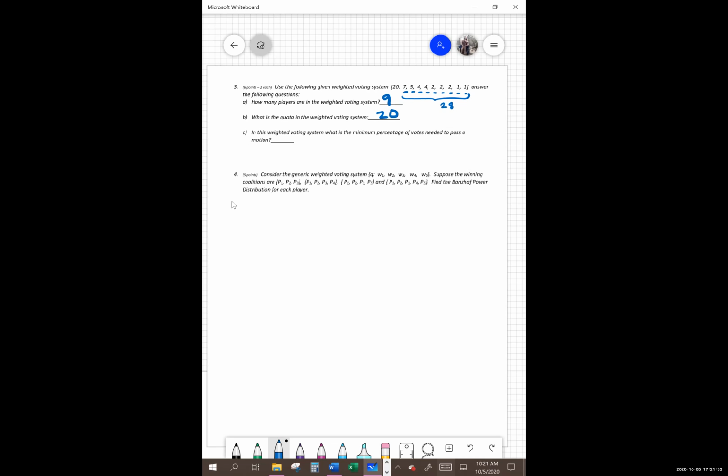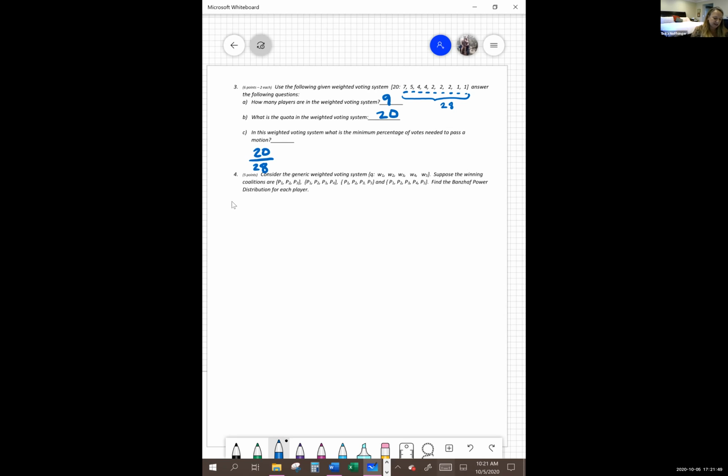My bad. Yeah, it's 28. Sorry. Okay. I just want to make sure. So the quota was 20, right? And so this is 20 out of 28 votes. And so we could figure out what that percent is. So 20 divided by 28.